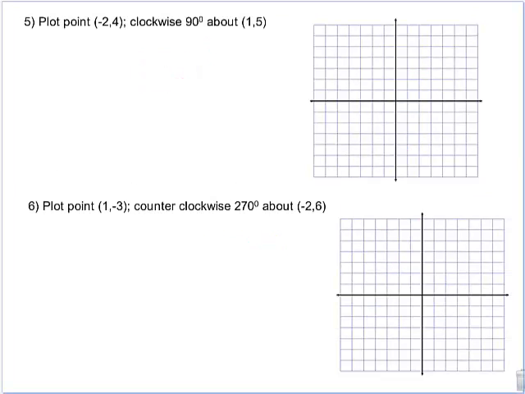We can do this. So what we want to do is we're going to still plot our point like we were doing. So this time our point is at -2, 4. And we want to go clockwise about the point 1, 5. So what do you think we should do with that 1, 5? Put a different colored dot on it. Yep. So 1, 5. So this is the point that we're rotating about, right there.